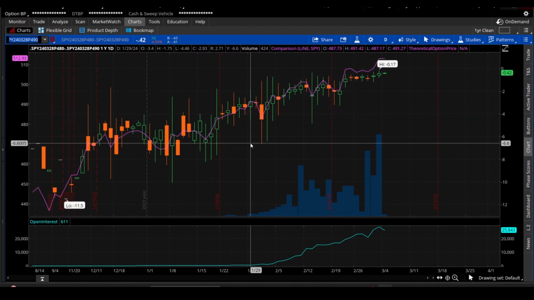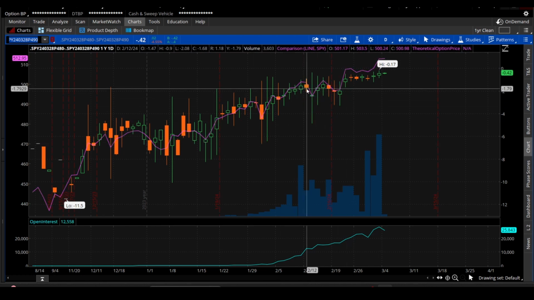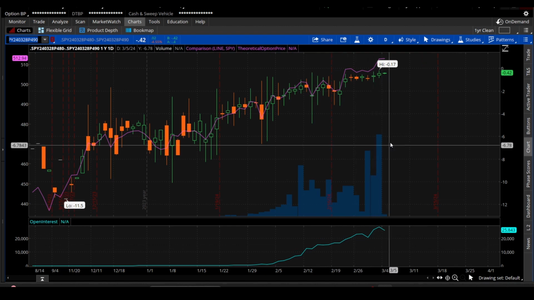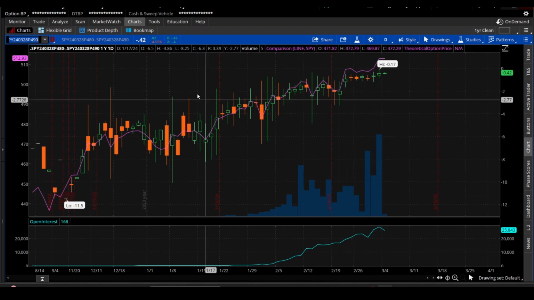It's basically just stayed with the SPY and moved with it, just because you're short the put credit spread. So it's going to make money as long as the SPY is going up. And that's basically what happened. And there's our open interest right there, and then our volume.